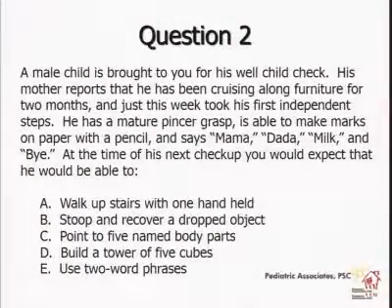And question 2, a male child is brought to you for his well-child check. His mother reports that he's been cruising along furniture for 2 months. Just this week took his first independent steps. He has a mature pincer grasp, is able to make marks on paper with a pencil, and says, Mama, Dada, milk, and bye. At the time of his next checkup, you would expect that he would be able to A, walk upstairs with one hand held, B, stoop and recover a dropped object, C, point to 5 named body parts, D, build a tower of 5 cubes, or E, use 2-word phrases.